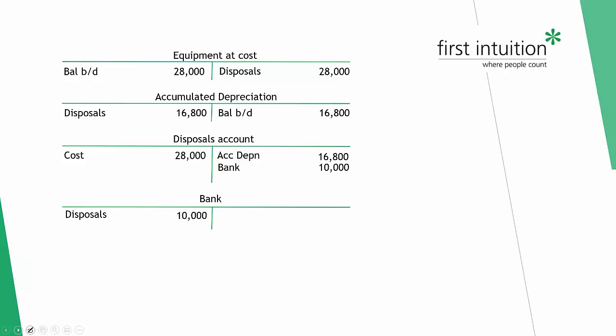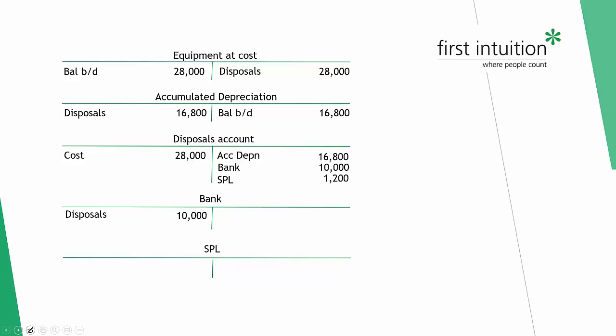So far, so good. Everybody's happy. Final job to do. In our disposals account, plainly there is an imbalance as we look at it. With 28,000 on the debit side, 16,800 plus 10,000 is 26,800 on the credit side. So the difference between those is either a gain or a loss, which will be reflected in our statement of profit or loss. So we've got to make it balance. We add the £1,200 difference to the low side.